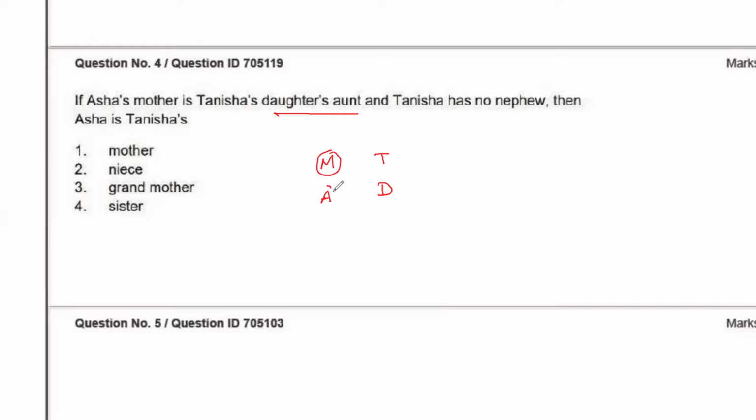So this mother, they're referring to Asha's mother. Okay. Asha's mother is Tanisha's daughter's auntie. So it references the mother, and this mother is Tanisha's daughter's auntie, aunt. And Tanisha has no nephew, so that means she has a niece, Asha. So then Asha is Tanisha's niece.